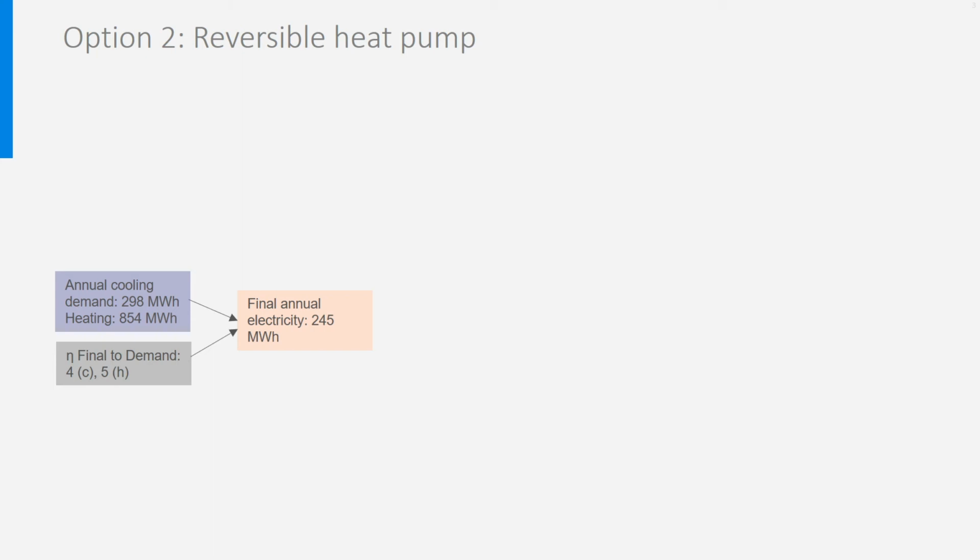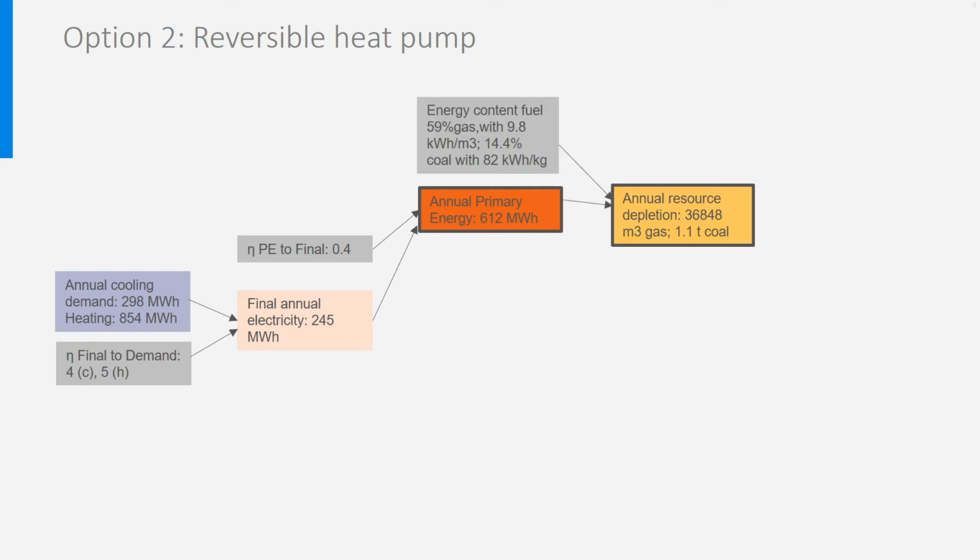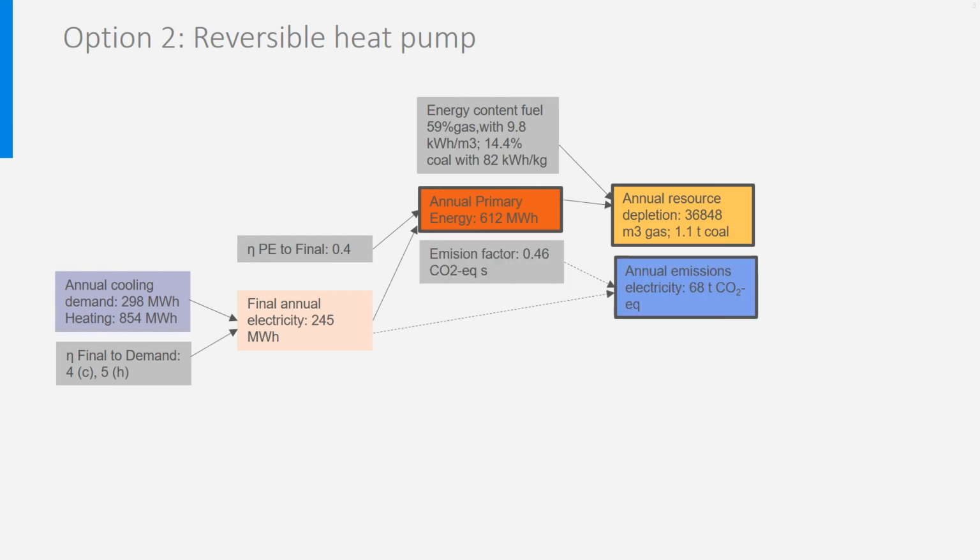With the electricity mix, this leads to the depletion of almost 37,000 cubic meter gas and 1 ton coal. Let's now look at the CO2 emissions with an emission factor of 0.46 kg CO2 per kilowatt-hour electricity. The annual CO2 emissions are therefore 245 times 0.46, which is 113 ton CO2 equivalent.